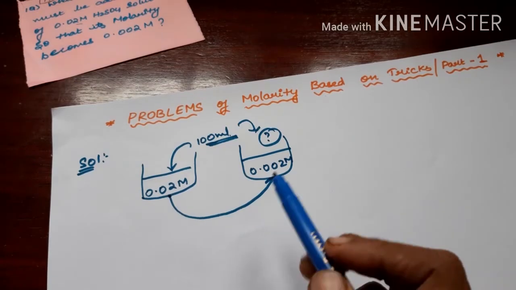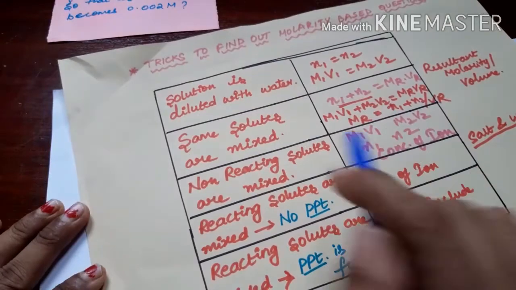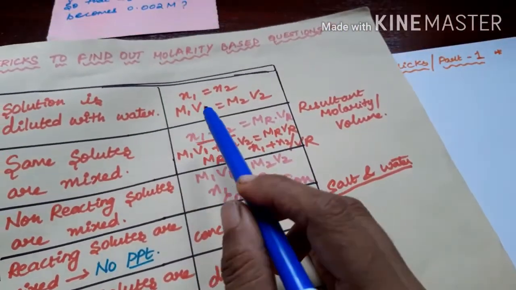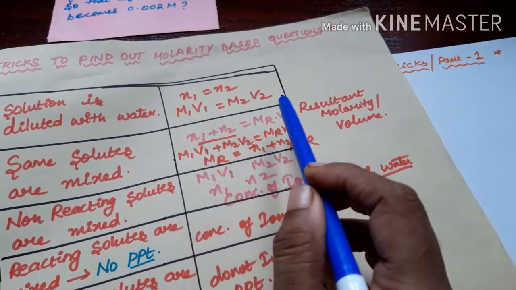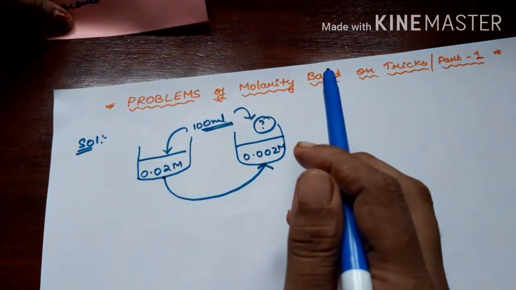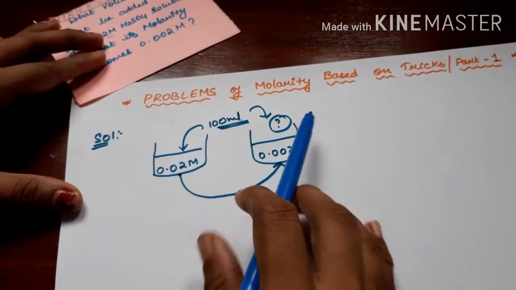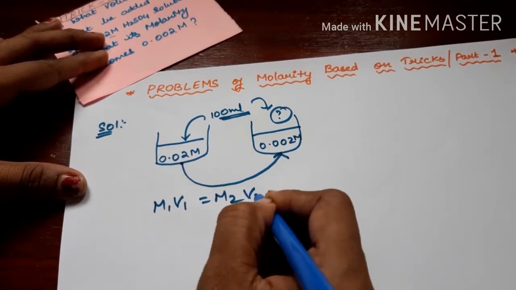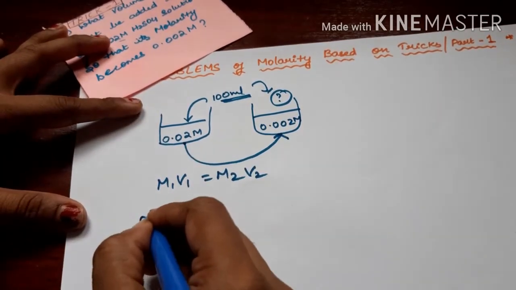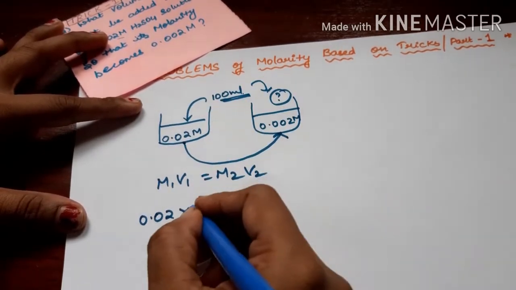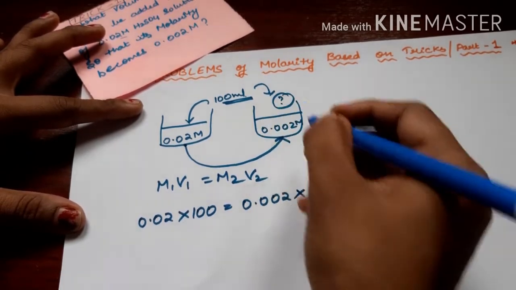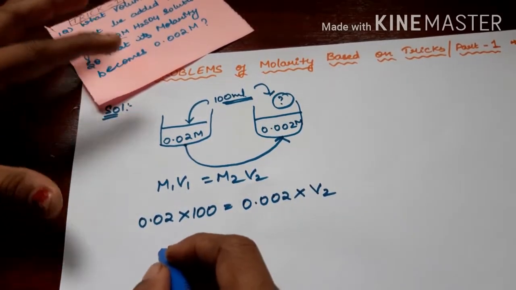This is the first trick which I have already discussed in the first video. When a solution is diluted with water, the formula is M1V1 is equal to M2V2. Here in this question, M1 is 0.02 molar, V1 is 100 ml, M2 is 0.002 molar, and V2 we have to find out.